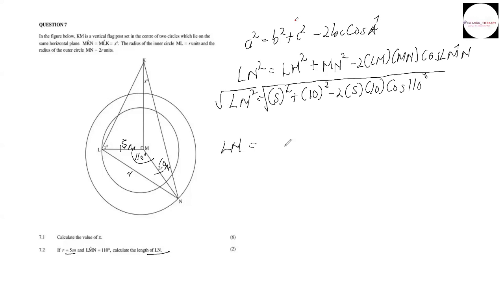Then if we just do that, the value that we end up with for LN is now 12.62 meters, right? And that's how you were supposed to calculate that one for just 2 marks.